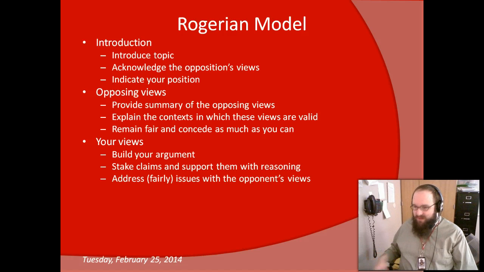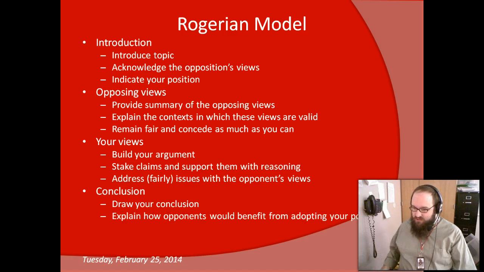And we make sure that throughout we always want to address fairly our issues with the opponent's views. So if we're arguing against the opponent's views directly, we want to make sure we treat the opponent's views fairly once again. And then finally, the conclusion. This is where you draw your conclusion.